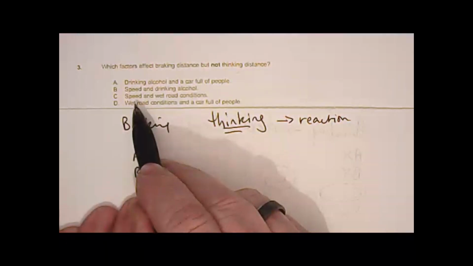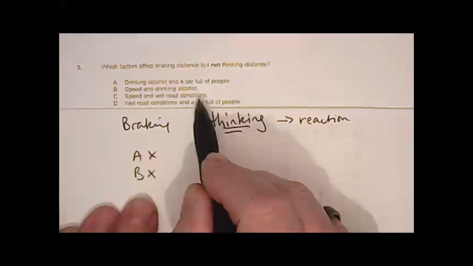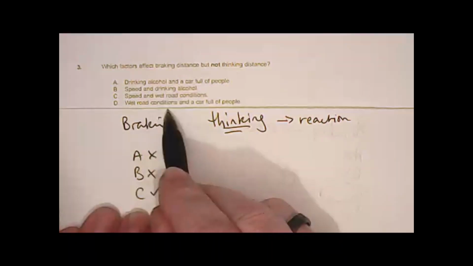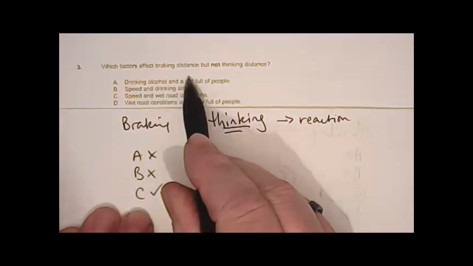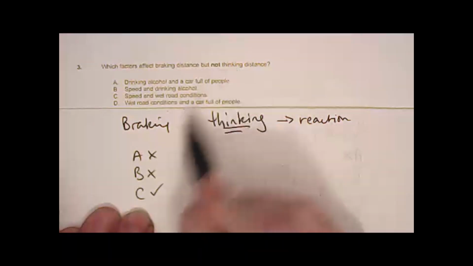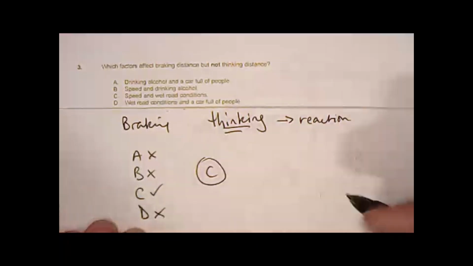C, the speed of the car and wet road conditions. That's not going to affect how well you think. Okay, so I think it might be C. Let's just check D just in case. Wet road conditions and a car full of people. Well, wet road conditions, braking distance, okay, but a car full of people, that is going to affect your thinking distance. So it's not D. So C is my answer.